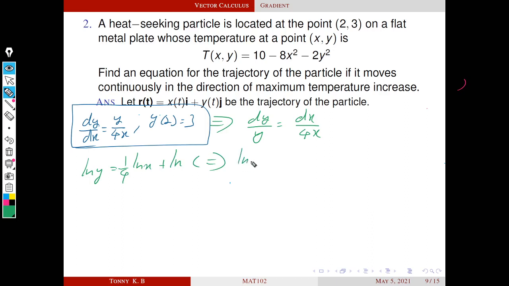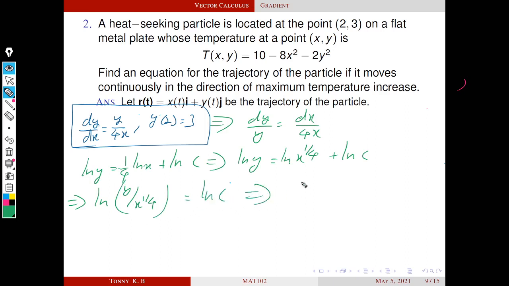This implies log y is equal to log x raised to 1 by 4 plus log c. Again, you can take it on the left side, so this becomes log a minus log b, that is log a by b. So this becomes log of y by x raised to 1 by 4 equal to log c. You can cancel log on both sides. We get y by x raised to 1 by 4 is equal to c. So our trajectory y satisfies y equals c times x raised to 1 by 4.